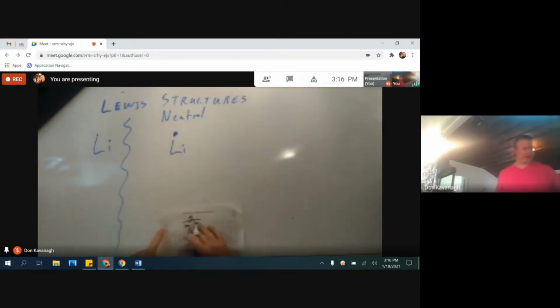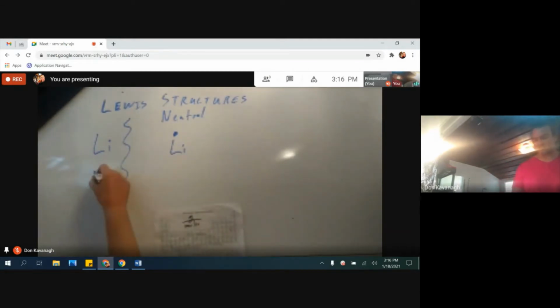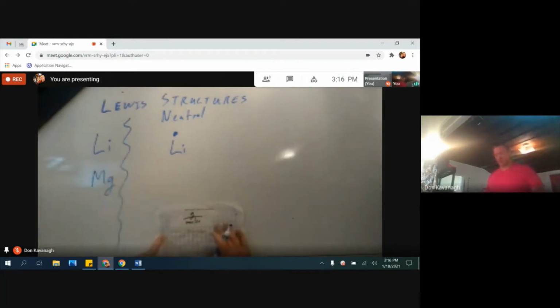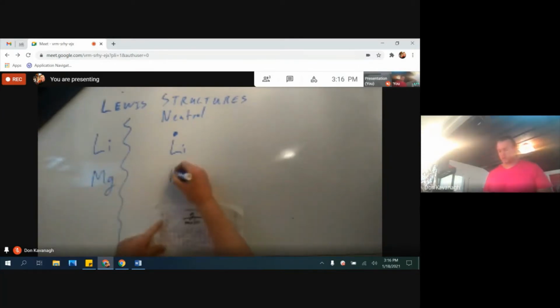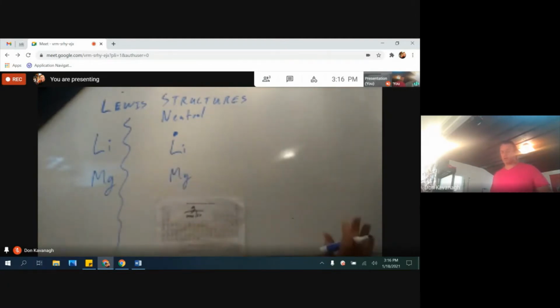Let's draw another one. How about magnesium? That's also a metal and very close to it. The center of a Lewis dot structure is just the atomic symbol. No protons, no neutrons, no core electrons. It's not the focus, the valence electrons.